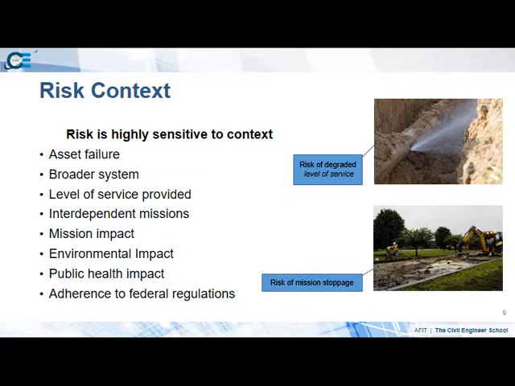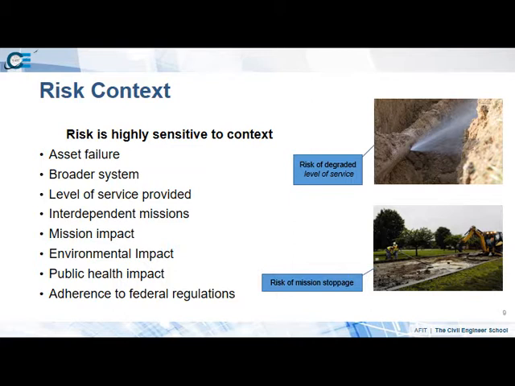What about the environmental impact of things failing? So there's a risk of environmental impact with wastewater systems. What about the public health impact? Similarly, if we allow our wastewater systems to fail, there's a risk of toxins entering our waterways. And then finally, if we allow toxins to enter our waterways, not only is there a public health impact, but we might be in violation of the Safe Drinking Water Act. So we might be fined for that failure.